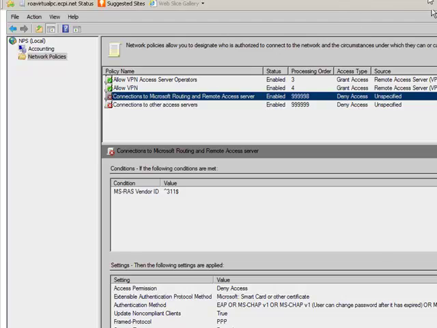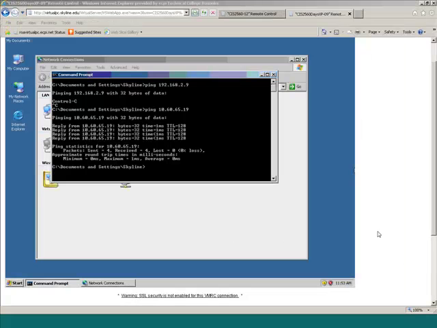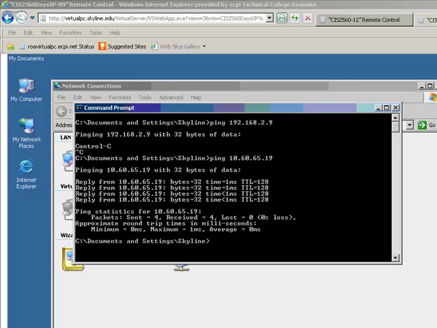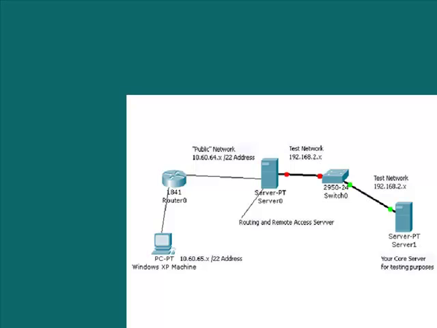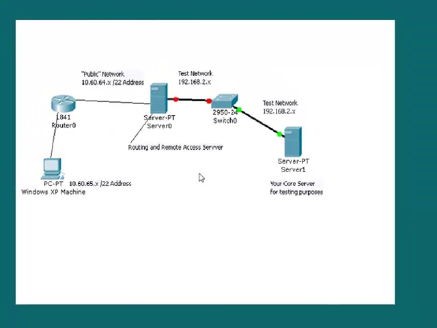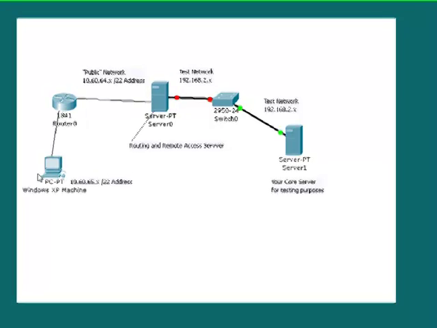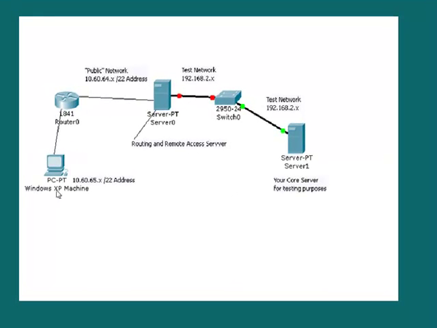Let's do one other thing. Now that we've configured NAT and looked at that in the pinging process, we could ping back and forth across the networks. Let's take a look at what NAT does. I'm on the workstation. Let me go back here real quick. This is the topology that we're talking about. This is the Windows XP machine.